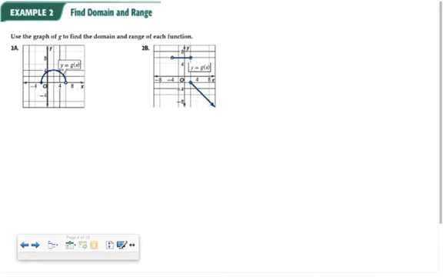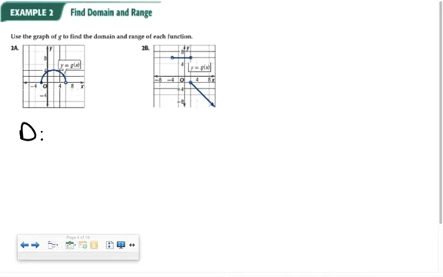We're just looking at what kind of x's are in my graph and what kind of y's are in my graph. It doesn't tell us whether to use interval notation or set notation, so you can probably get away with using either one depending on which one expresses your answer more clearly. All right, so let's look at domain for part A.